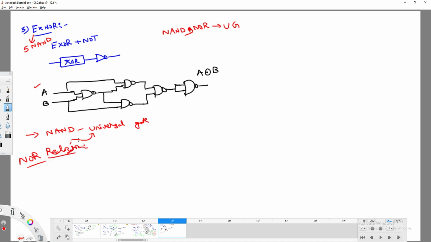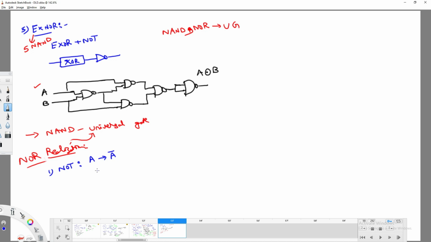NOR realization. Okay. Try to take out the first one. So as usual, NOT gate. NOT means what? If I'm going to give input A as input, you need to have the output as A complement. A complement, right?